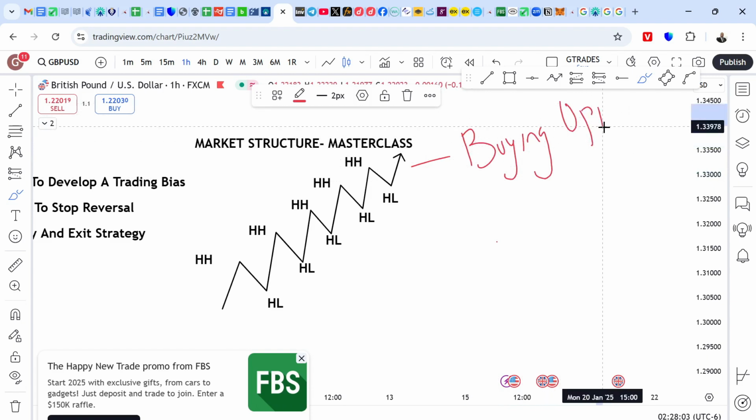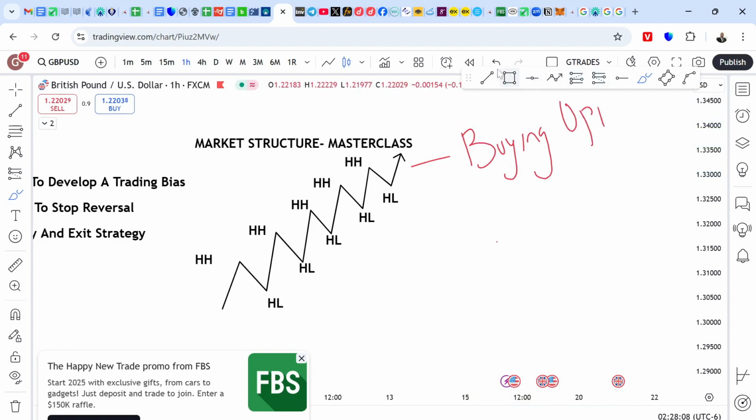Because you cannot be looking for sell in this type of market. You want to be looking for buying opportunity, right? So at the moment price comes back to this other low, you want to look for buy to move price up. That's what you want to be doing.